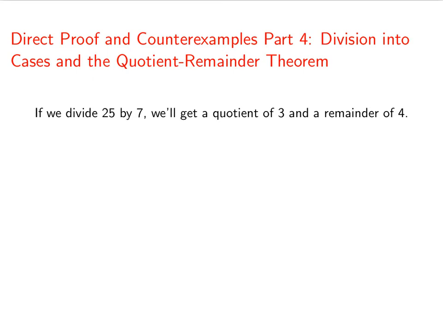Hello, discrete math fans. We're now going to talk about division and the quotient remainder theorem and a proof technique called division into cases. But first, let's talk about division. If we take 25 and divide by 7, we'll get a quotient of 3 and a remainder of 4. What we mean by this is if we take 25 and divide by 7, we get 3 plus a remainder of 4. So that's 25 over 7 equals 3 plus 4/7.